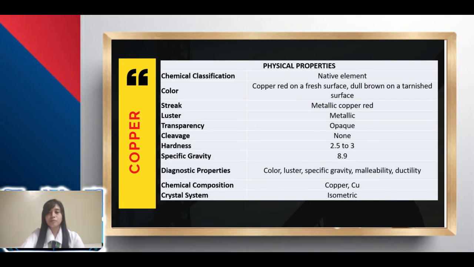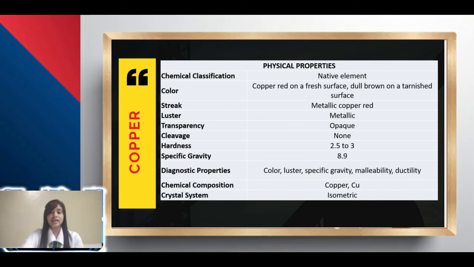So, here are the physical properties of the copper. So first, its chemical classification. So si copper is a native element. Ibig sabihin, it exists in the Earth's crust as a single and pure element. Second, its color, nasabi ko na kanina, it's a brownish red metallic element. And its streak or its powdered form is metallic red pa rin. Then its luster, so when this rock is exposed to light, makikita natin yung surface niya is more like shiny siya. So, it's classified as metallic.